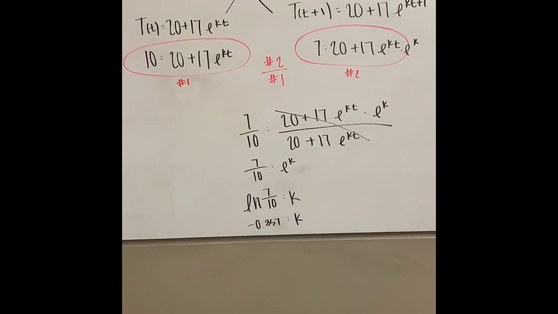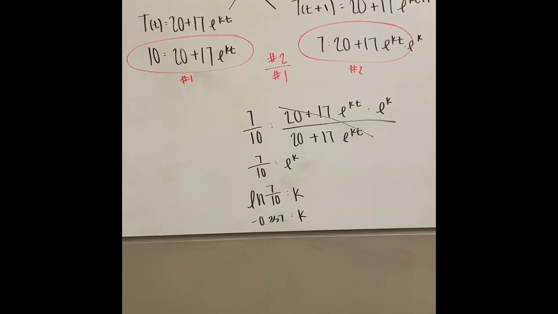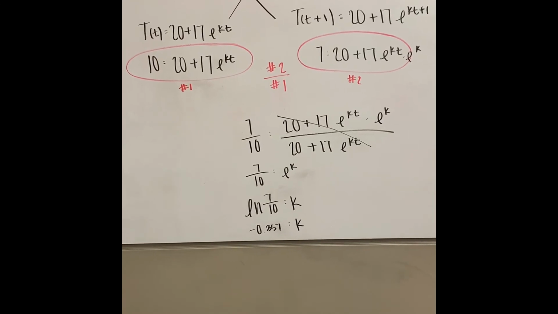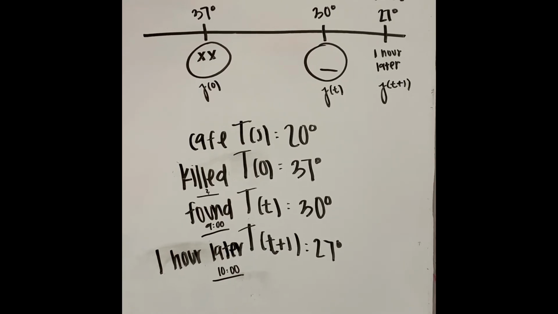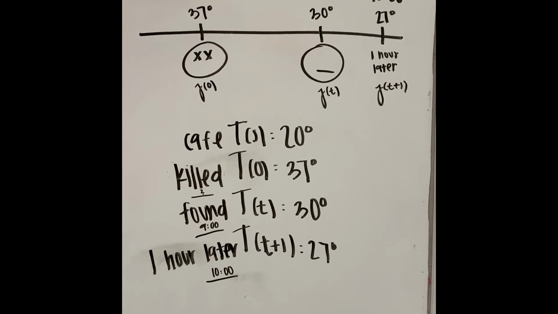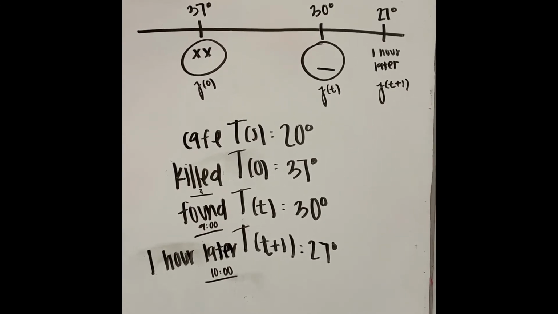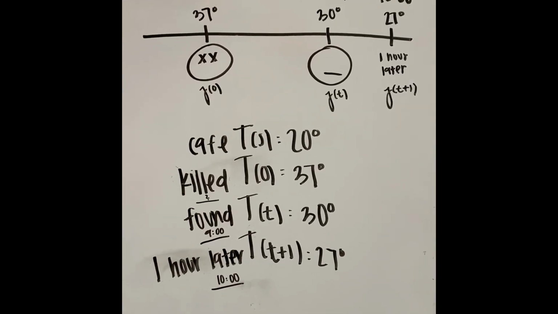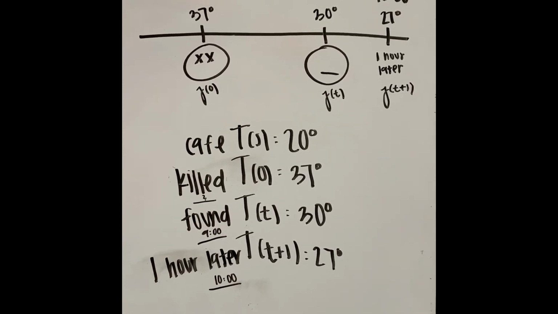To get rid of e, we'll apply the natural log to both sides, leaving us with ln of 7 over 10 equals k. Plugging this into your calculator, you'll get negative 0.357 equals k. Looking back at our timeline, now that we found the k value, or the rate at which her body cooled over time, we're going to plug that into the equation for y of t, for when the cop found her body, because we're going to solve for t, which will tell us the time difference from when she was killed to when the cop found her body.